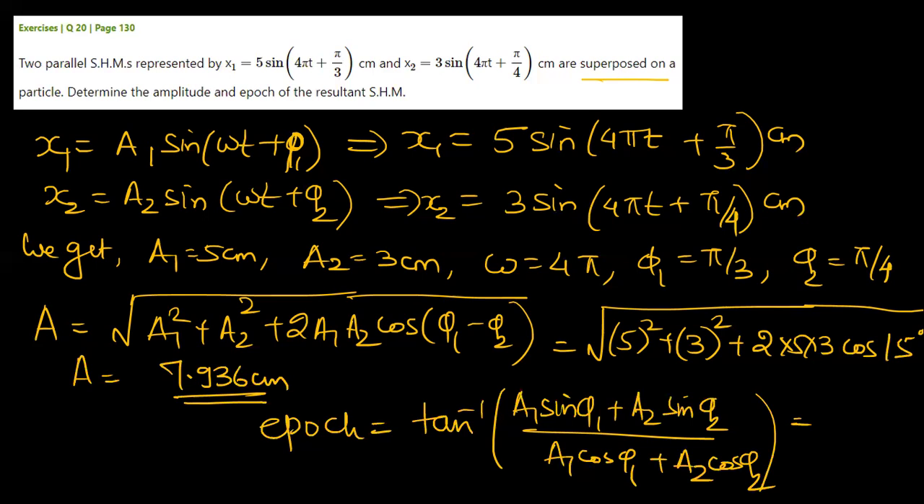You have to simply put the value. I've told you the formula. Simply put the values of A1, sin phi 1, A2 and phi 2. When you solve that, you get the given answer. You'll get approximately 54 degree, 29 minutes. Nearly this answer you will be getting. So calculation is for the students to do. You will have to make your calculation strong and just practice.